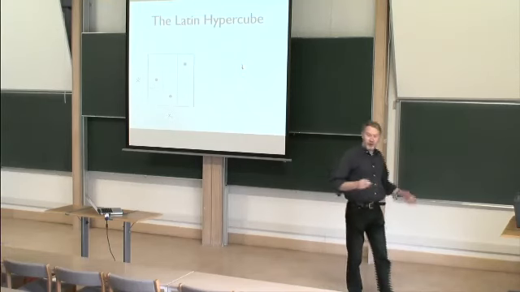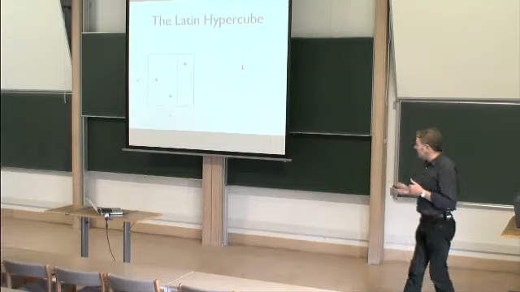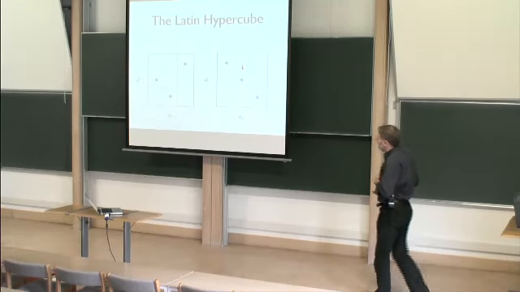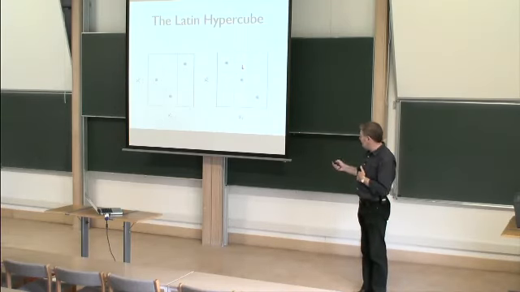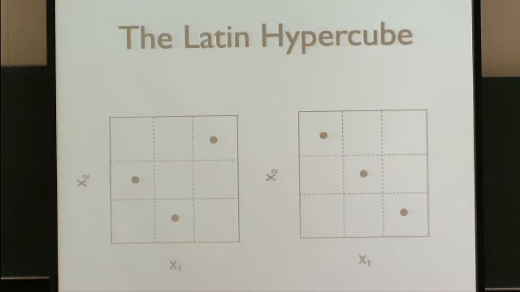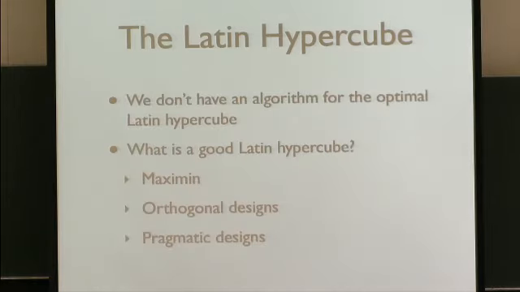Great, so we've now got an algorithm for generating a space-filling design. The problem is that this is also a Latin hypercube, and we probably don't like that one because it's got big holes. So we don't have an algorithm for the optimal Latin hypercube. We don't have the de-optimal Latin hypercube.